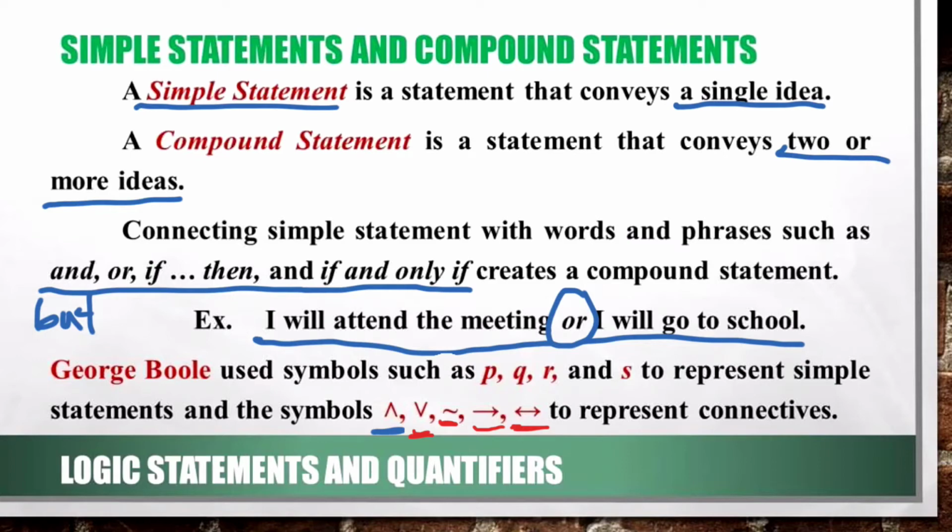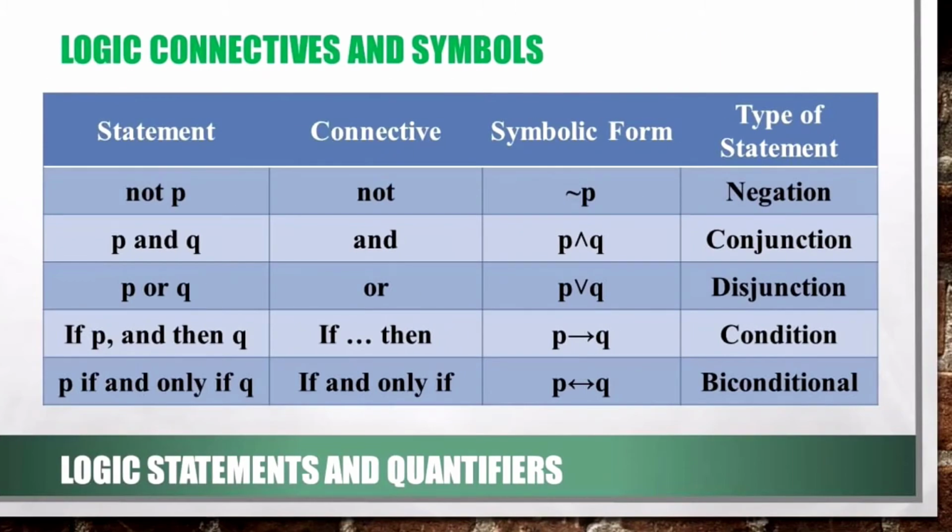Para mas maintindihan natin, let's put it on a simple and presentable na naka-table. So, here, logic, connectives, and symbols. So, we have here the statement, we have the connective, we have the symbolic form, and then the type of statement. So, pag not P yung statement, the connective there is yung word na not, and then the symbolic form is not P or tilde P. So, that is for negation. So, later on, ma-explain natin kung ano ba yung negation, conjunction, disjunction, conditional, and biconditional. So, next we have P and Q. That is the statement. So, the connective here is yung and. Okay? And yung symbolic form niya ay P, up arrowhead, then Q. Okay? And this is for conjunction. P or Q, ang connective na ginamit ay yung or. Okay? Or.